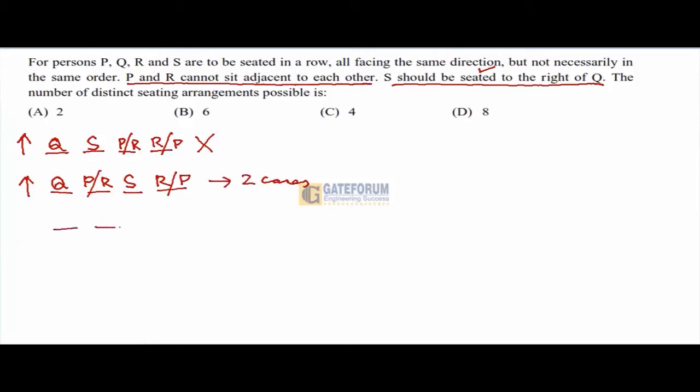Next, suppose Q is here and S is here. So absolutely okay, S is to the right of Q. Now in that case, P can be here and R has to be here, or else R can be here and P has to be here. But this is not valid because P and R cannot sit adjacent to each other. So this case goes cancelled.